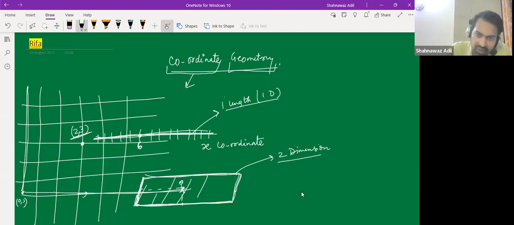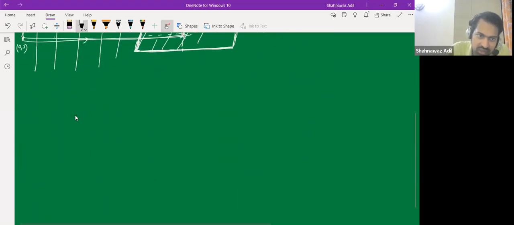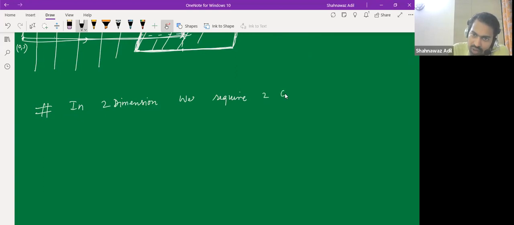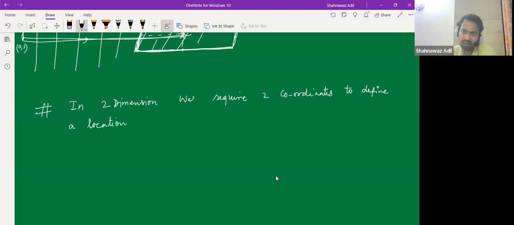So in a plane, or in a two-dimensional thing, we require two coordinates to define a location. Is this clear? Is this clear to you?